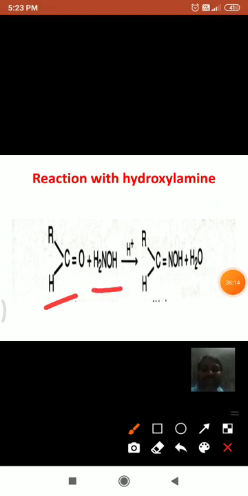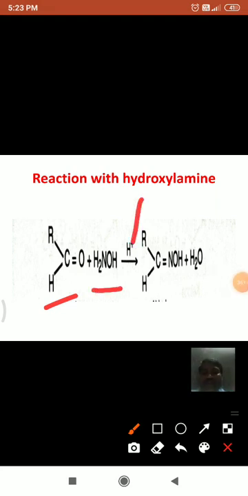And next, see here, next is the reaction with hydroxylamine, that is NH2OH. When aldehydes are treated with hydroxylamine, they form aldoximes. Aldehydes and ketones react with hydroxylamine and form the corresponding oximes. That means when aldehydes are treated with hydroxylamine, the formed products are called aldoximes, while ketones with hydroxylamine form ketoxime products. For example, see here, this is an aldehyde, it reacts with hydroxylamine.